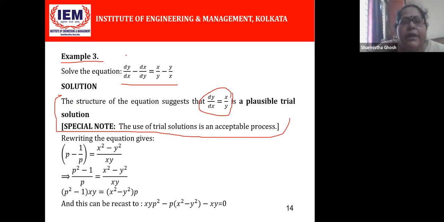You see, dy dx is p. If dy dx is p, dx dy will be written as 1 by p. So the equation is p minus 1 by p equal to x by y minus y by x, so it's x square minus y square by xy. If we simplify this a little, ultimately, writing dy dx as p and dx dy as 1 by p, it is again a quadratic equation in p. So as you get a quadratic equation, just follow either the process explained in 1 or 2, any one of the ways to factorize.